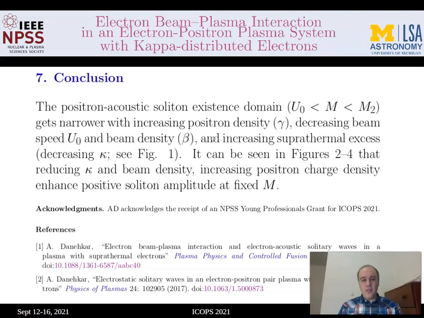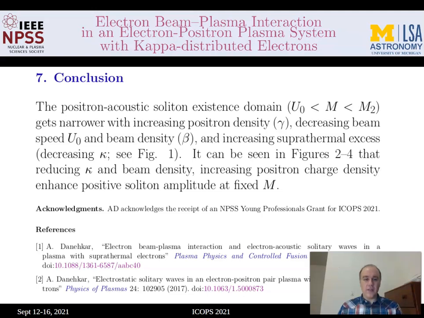In summary, this study allows us to see the existence domains of positron acoustic solitary waves. We see that the domain gets narrower by increasing positron density, decreasing beam speed and beam density, and increasing superthermality.